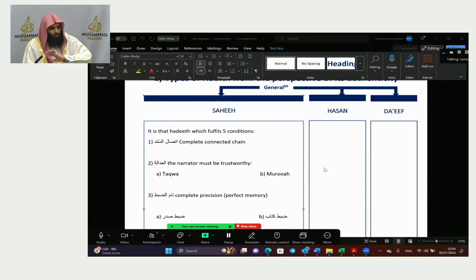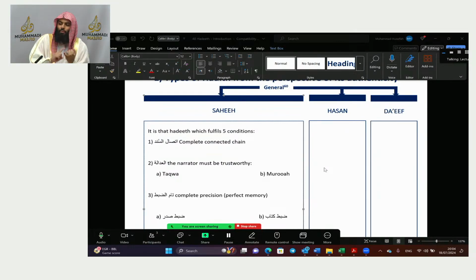But we have to differentiate between hasan and sahih, and da'if is something completely different. So what is da'if? Da'if is any hadith which has not fulfilled the conditions of an accepted hadith. What's an accepted hadith? Sahih and hasan.